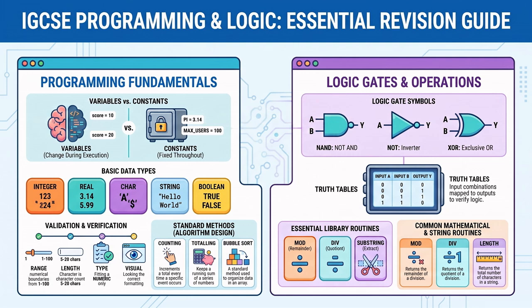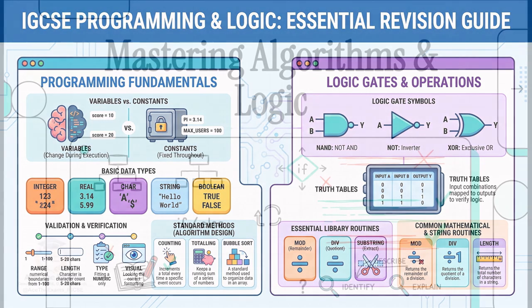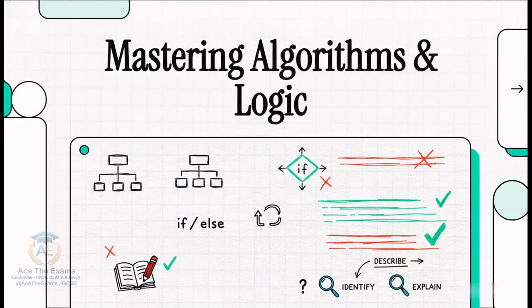Okay, listen closely, because we are about to completely change how you tackle your Cambridge Computer Science exams. Welcome to our ultimate explainer on mastering Paper 2A. Whether you are sitting syllabus 0417, 0478, 2210, or even AS level 9618, the strategy remains exactly the same.